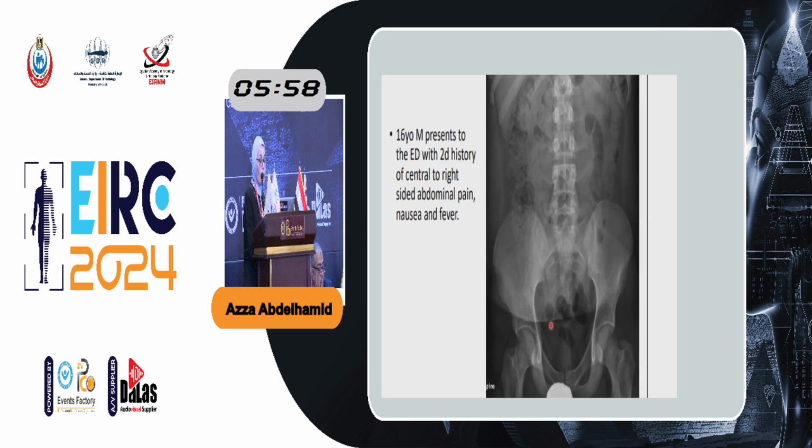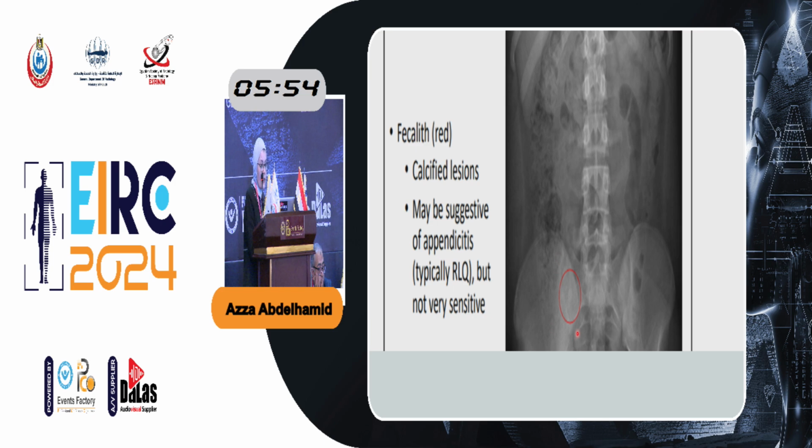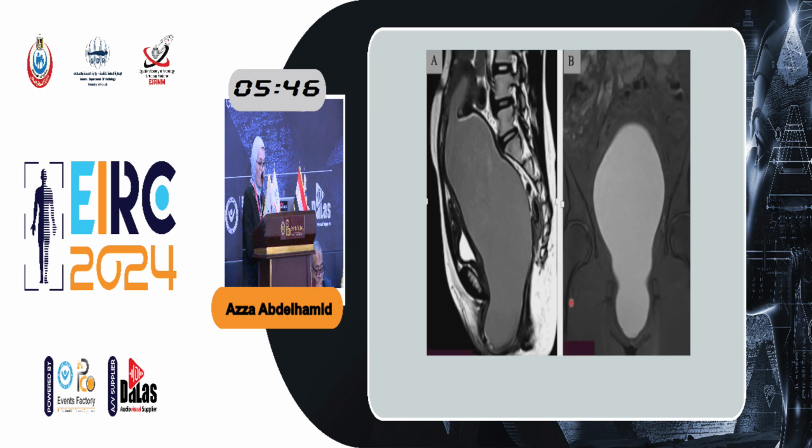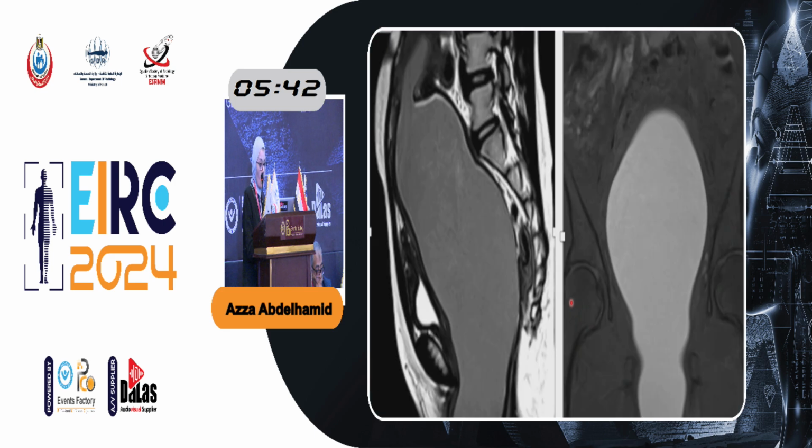Can you pick up the abnormality here? It's difficult. Yes, this one here. So that was an appendicolith, could be a stone, and in that case, ultrasound will solve the problem. So what's your diagnosis here? Don't forget this also. Okay, this is a case of hematometra.